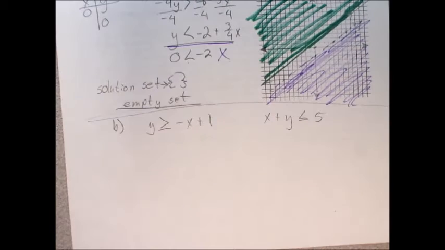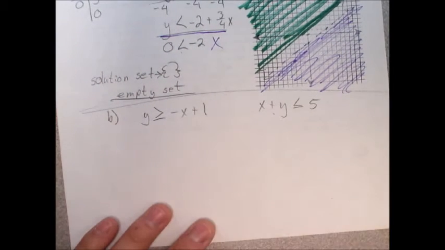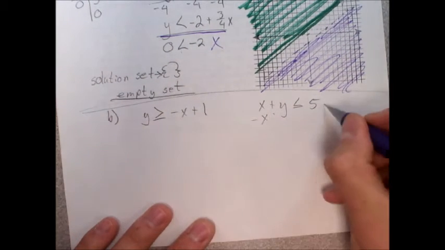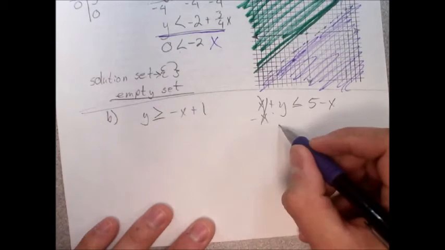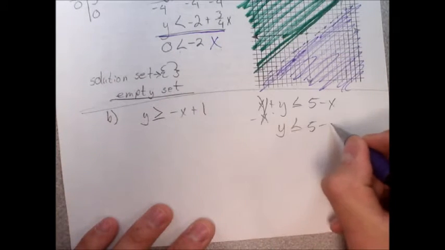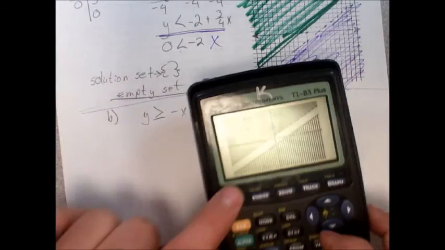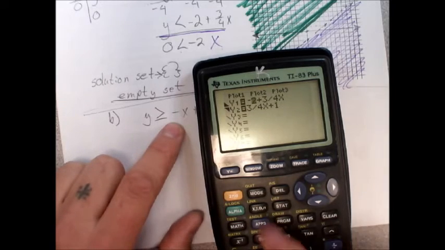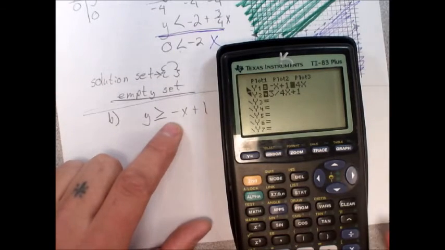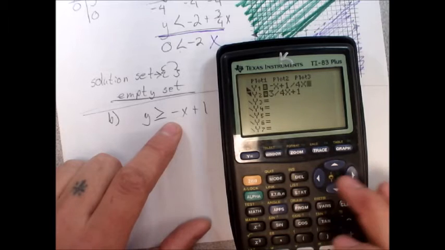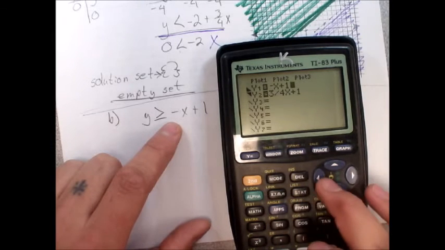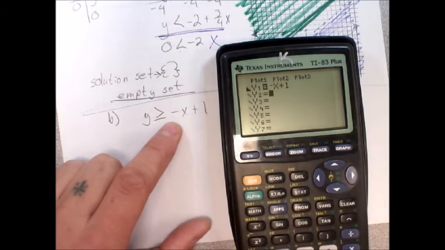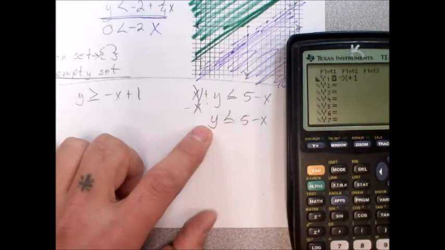So before I can plug these into my calculator, I have to change this one to a y equals mx plus b. I do that by subtracting x from both sides. So now I have y being less than or equal to 5 minus x, and I plug that into my calculator. So go back into your y equals function, and we're going to put in these equations. Negative x plus 1 is my first one, and then I delete all the rest of this junk. You can clear all these out before you start, by the way. If I just press clear first, it'll reset the whole thing. Next one is y less than or equal to 5 minus x.